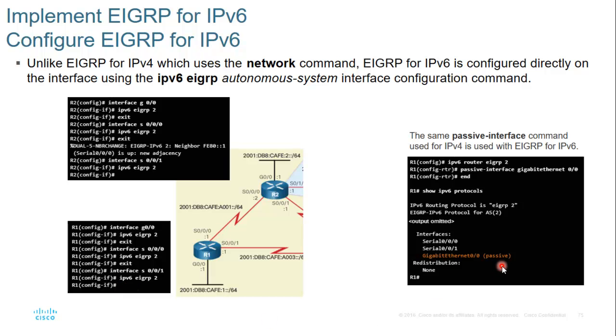Okay, you can also set a passive interface, and you do that the same way you do in IPv4. You go into router configuration and type passive-interface, and whichever interface you want to make passive. You can also check that whatever you have done is correct by using show ipv6 protocols, and you will see whether or not the passive interface is there.